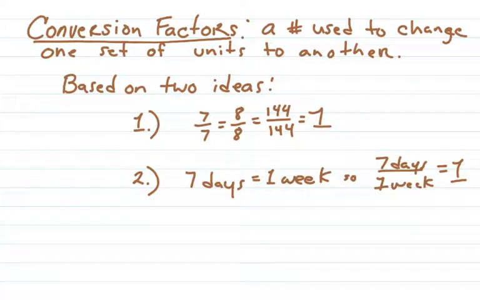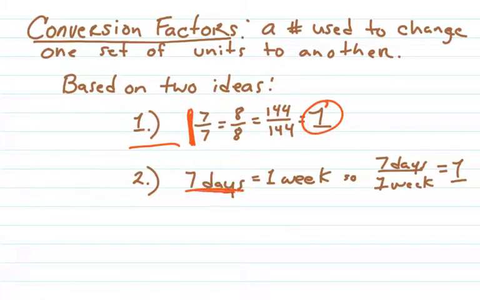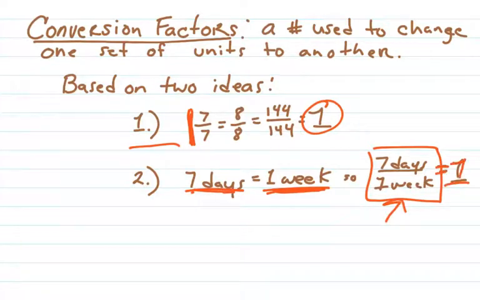All right? And it's based on two ideas. Idea number one is that if I put the same thing like 7 over 7, or 8 over 8, or 144, any number over itself, it's going to equal 1. And the second idea is that if I have 7 days, that is equivalent to another unit called a week. So I know that 7 days is equivalent to 1 week. So if I write it as a fraction, like 7 days over 1 week, I know that that's equivalent to 1. It's the same thing over the same thing. The only difference is they have different units.